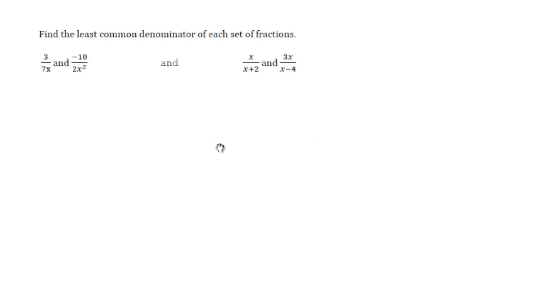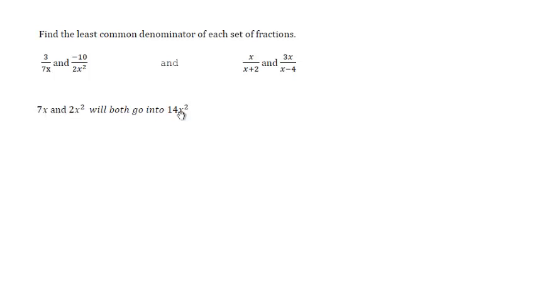Find the least common denominator of each set of fractions. So here we're looking for a number that they will both go into. 7 and 2 will both go into 14. X and x squared will both go into x squared. Different from greatest common factor. In greatest common factor, the only thing these two have in common is a single x. But we're looking for the least common multiple, something they'll both go into.